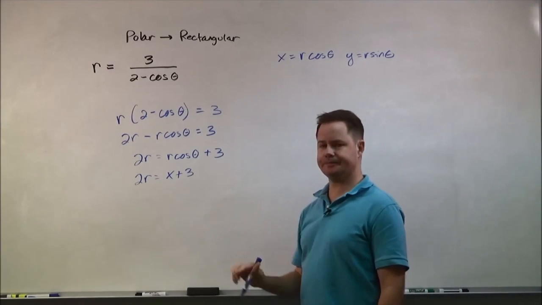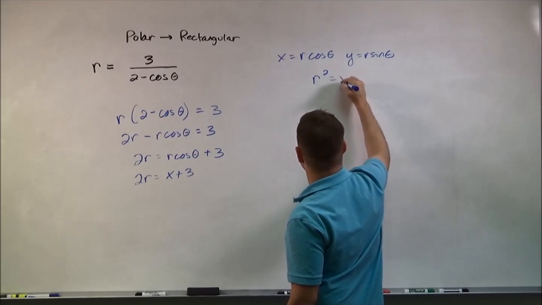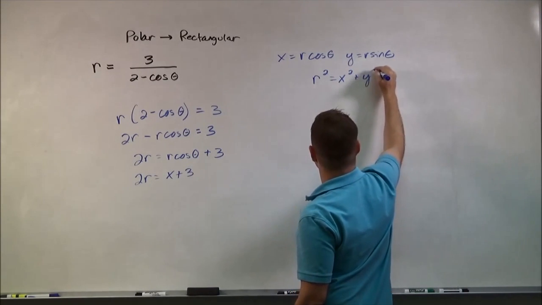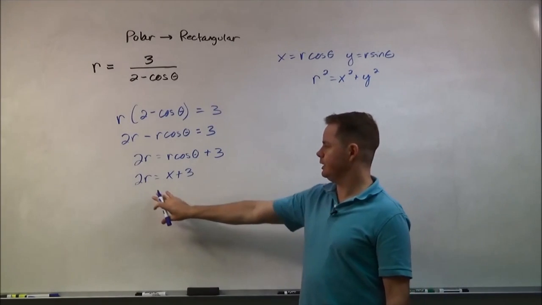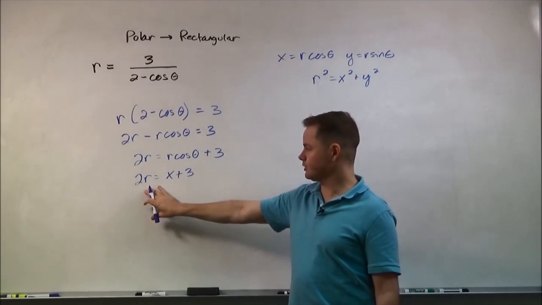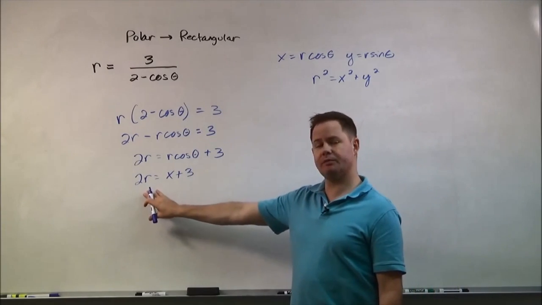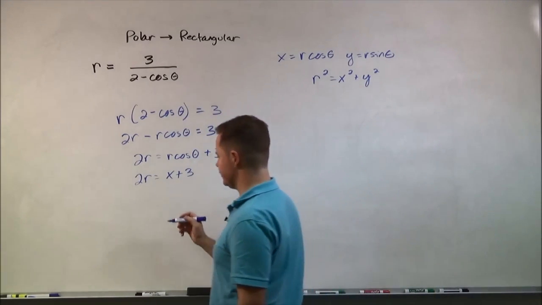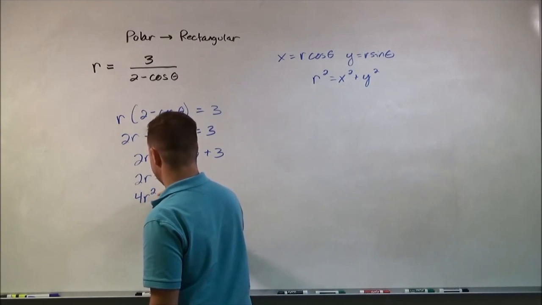What we need to do is remember that our other piece of information that we have in order to substitute is r squared equals x squared plus y squared. So if we do that here to get r squared so that we could substitute in an x squared and y squared term, we're going to square both sides. And when we square both sides, let's see what we end up with. So this would be 4r squared.